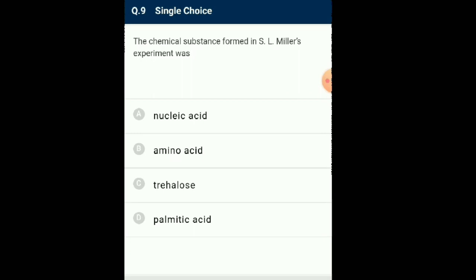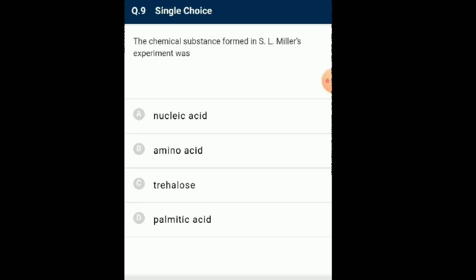Question number 9. The chemical substance formed in S.L. Miller's experiment was. Experimental proof of the theory of chemical evolution was given by Urey and Miller in the year 1953, who created primitive atmospheric conditions in a laboratory by using electric discharge in a closed flask containing methane, hydrogen, and ammonia in the ratio of 2 to 1 to 2, and water vapor at 800 degrees Celsius. This mixture was provided with energy for interaction by 75,000 volt sparks using electrodes.